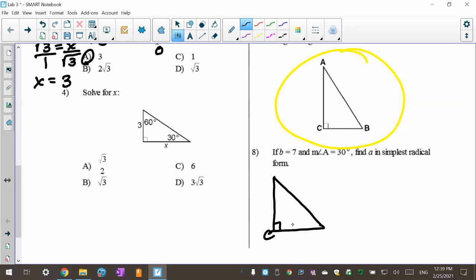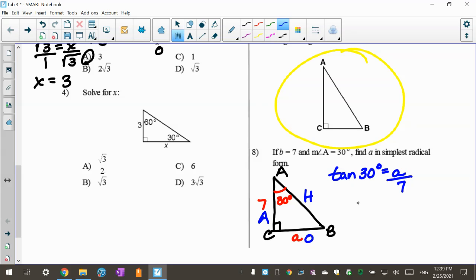So here's C, that's my right angle. Here's B and A. It said if little b is 7, well, little b is going to be across from big B, so there's 7. And the measure of angle A up here is 30 degrees, so I'm going to label it. I arc it and put the degree measure inside. It says find A in simplest radical form. Well, A is here. So now I'm going to go through and label HOA. H, across from 30 is O and A. I have something by the O and the A, so this is going to be tangent of 30 degrees equals A over 7. Okay?